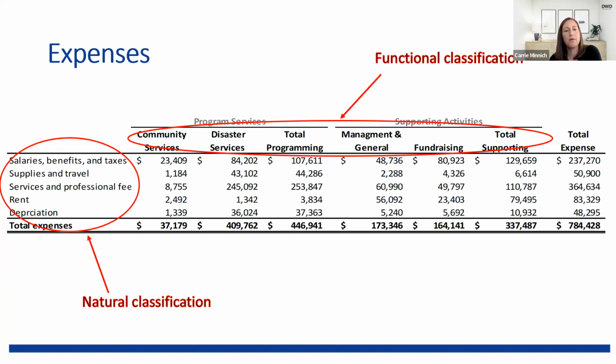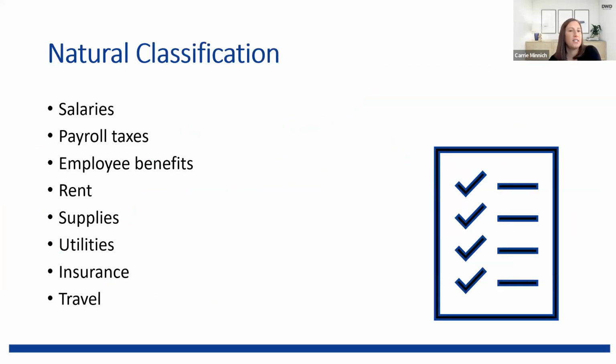So again, when we talk about natural classification versus functional classification, this is what we're talking about. Natural classification is what was incurred, what was the expense. And functional classification is why an expense was incurred, what was it used for. Again, just some examples of natural classification: what was it for? Salaries, payroll taxes, supplies, and so on.